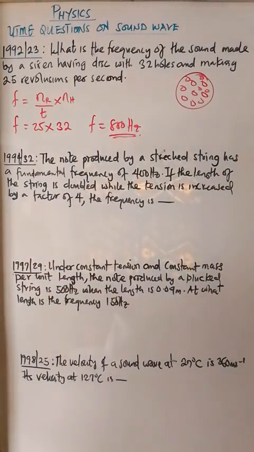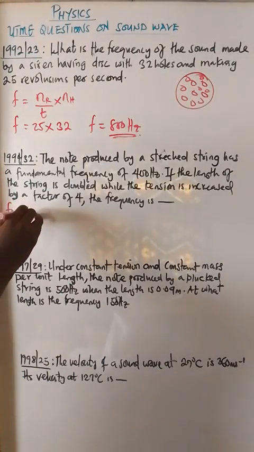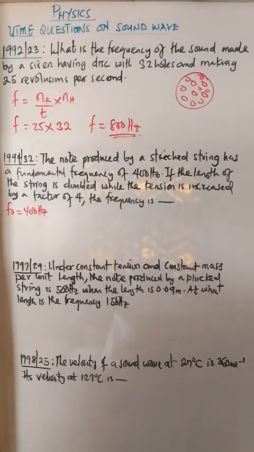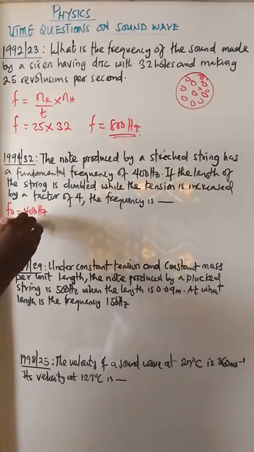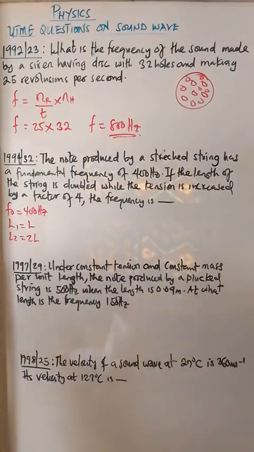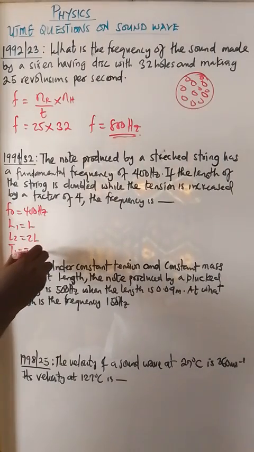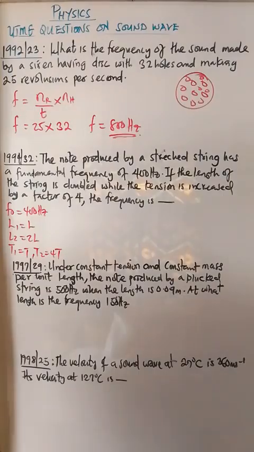The note produced by a stretched string has a fundamental frequency of 400 Hz. So the fundamental note is 400 Hz. If the length of the string is doubled, so let's put the original length L1 as L. The new length is what? 2L. If the length is doubled, while the tension is increased by a factor of 4, so it means if the original tension is T, the new tension T2 is what? 4T. The frequency will still be 400. Why?